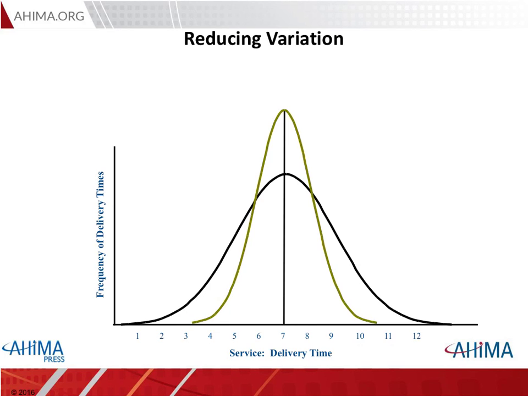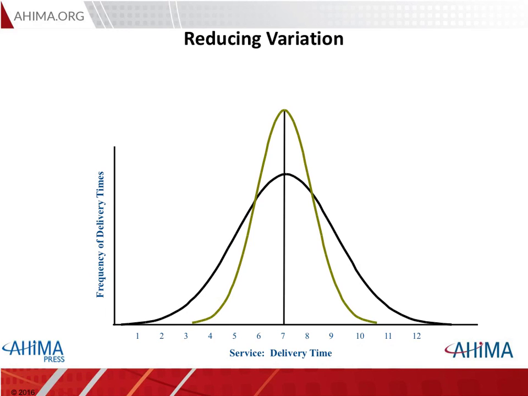The black line shows the delivery time for all of your customers before the improvements were made. Your customers received their product anywhere from 2 to 12 days from the time they placed their order, with the average being 7 days. Though you would have a few very happy customers because they received their product very quickly, you would also have several unhappy customers because you missed their critical 9-day deadline.